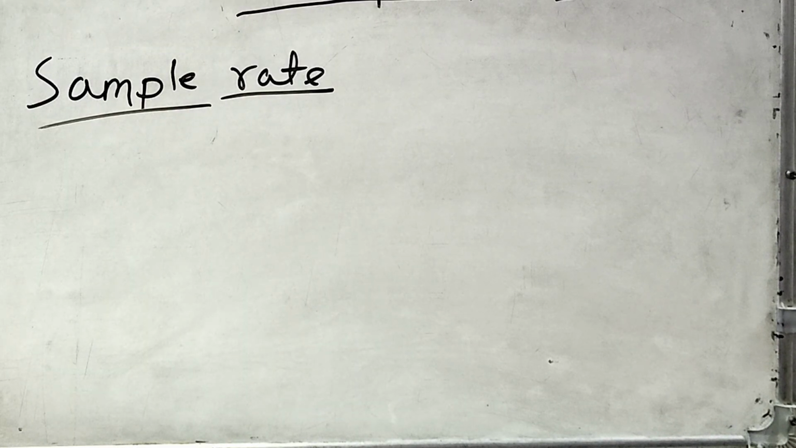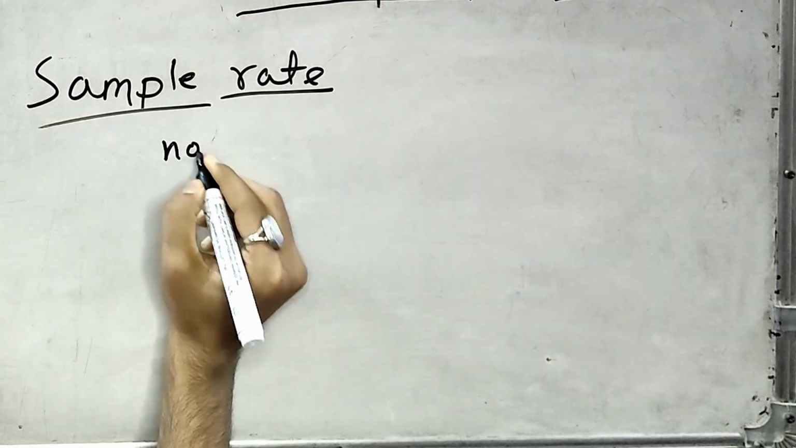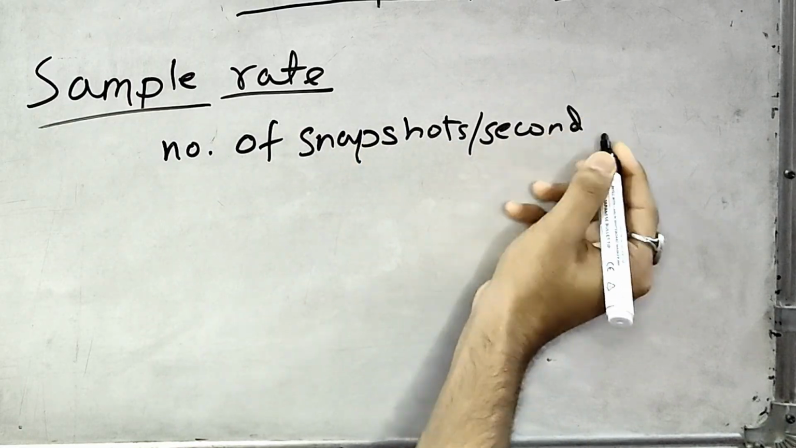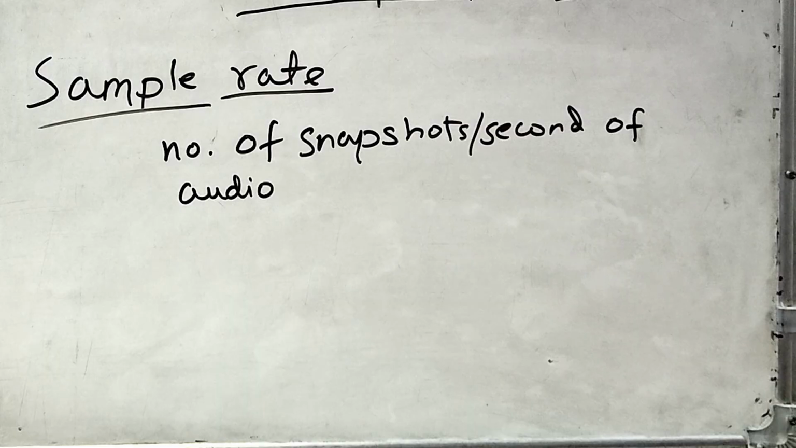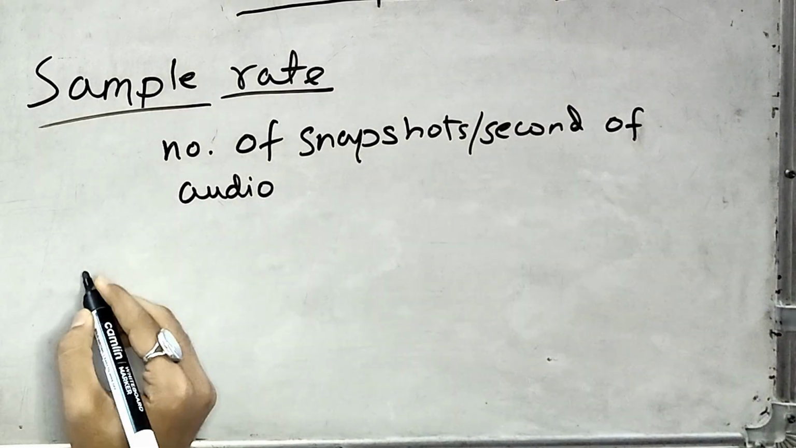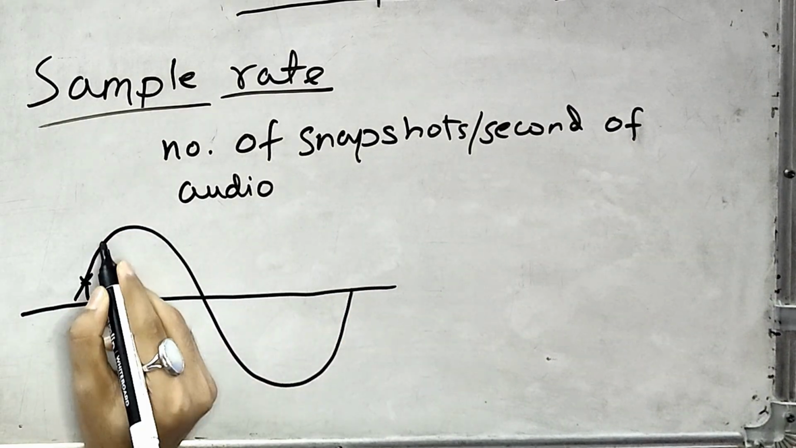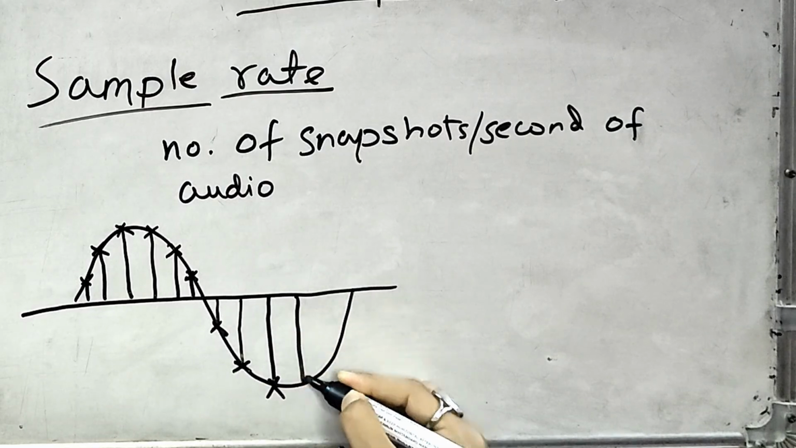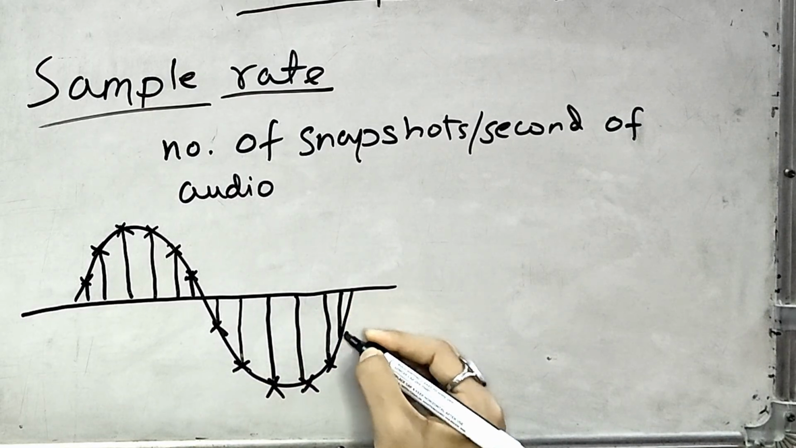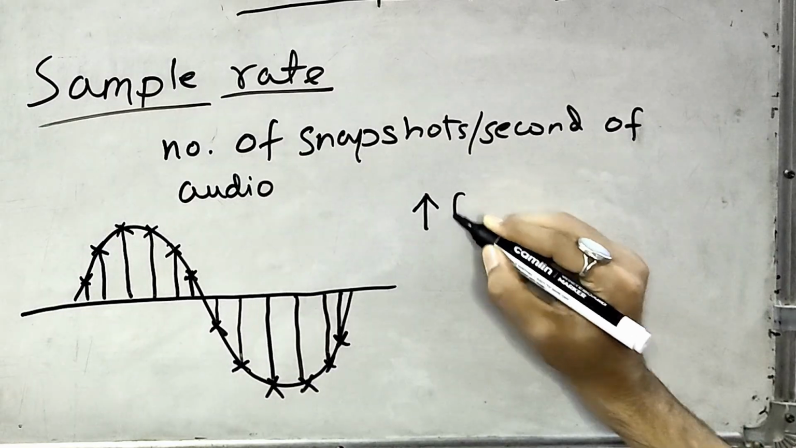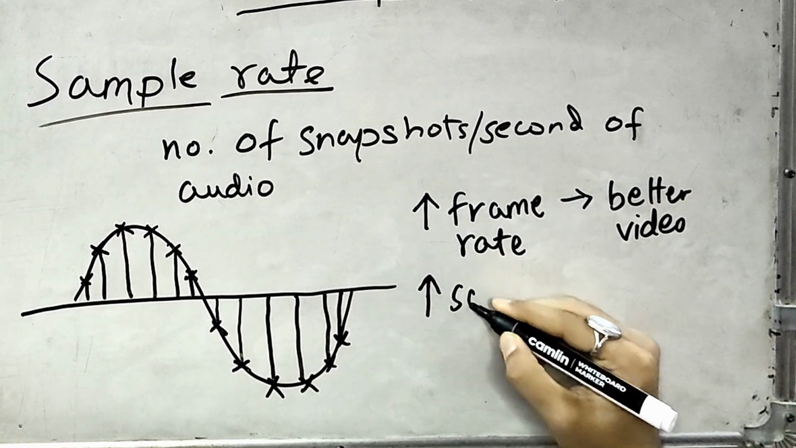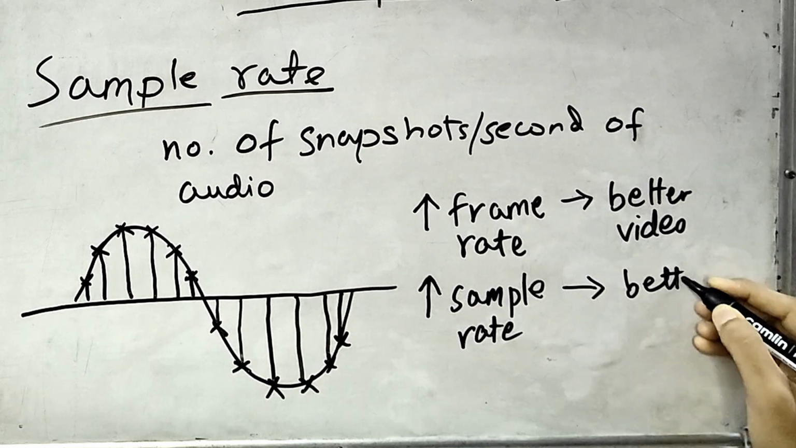Sample rate. Sample rate is the number of snapshots taken from an audio signal every second. An audio signal in the real world is analog, and to represent it digitally, we take many tiny samples of its amplitude over time. You can think of this as similar to the frame rate in a video. Higher the frame rate, smoother and clearer the motion. Similarly, higher the sample rate, more detailed and accurate the audio is.